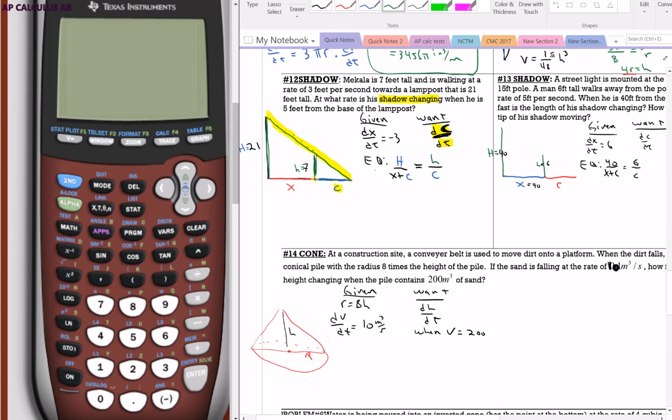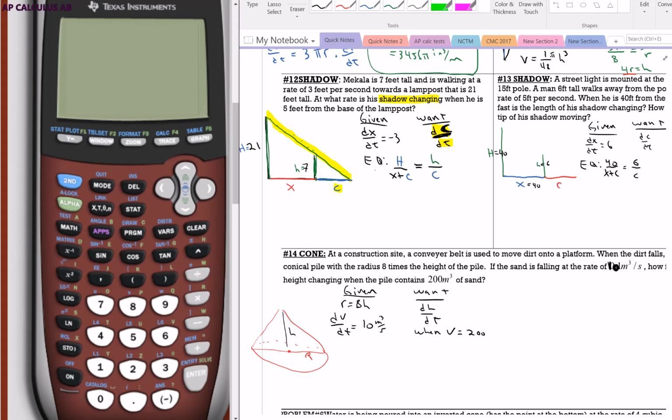And then x is the distance between Michaela and the lamppost. All right, and right now she's 5 feet from the base of the lamppost. So they give us that dx dt equals -3. That's because she's walking towards the post. Every second she gets 3 units closer. That x distance gets smaller. And they want to know dc dt. They want to know the rate of change of the shadow, where c is the shadow, with respect to time.